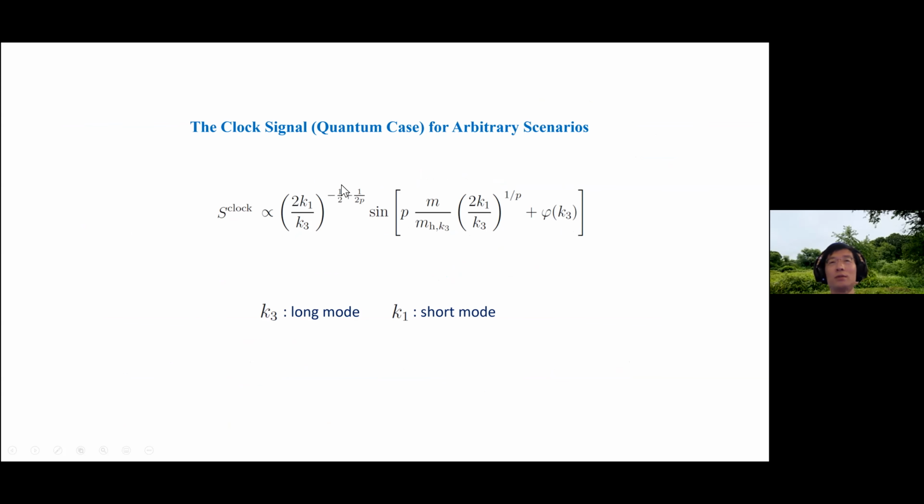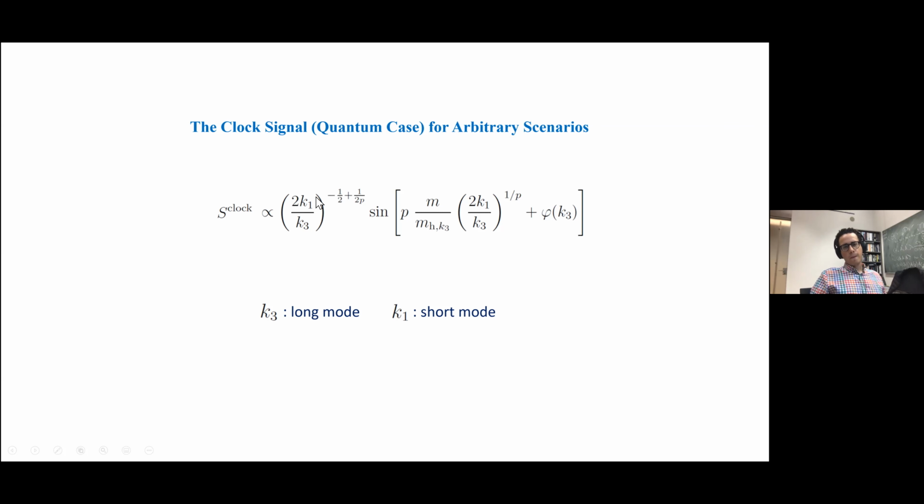Yeah. So do I understand correctly that the power is growing as I make the long modes longer and longer? Okay, so if long modes are longer, K3 is smaller, so this whole ratio is bigger. So the envelope is decaying, which is okay. At least this is consistent with the intuition that the massive field has to be diluted. Yeah. Okay. Good.